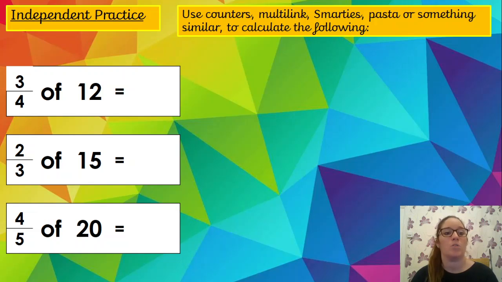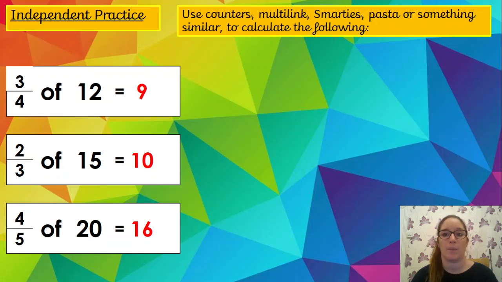Okay, so 3/4 of 12. 12 divided by 4 is 3, and then 3 lots of 3 is 9. Okay, 15 divided by 3 gives us 5 in each group, and then we've got 2 groups, so 5 add 5, or 2 lots of 5, is 10. And then we've got 20 counters. If we put them equally into 5 groups, but we've got 4 lots of that, we'll have 16.